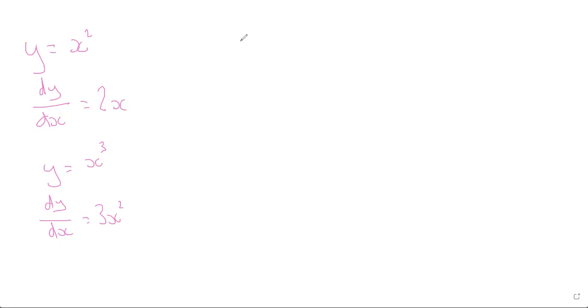Same thing. Watch this. y equals x to the power of 4. dy/dx is 4x cubed. The number comes down and the power gets reduced by 1. y equals x to the power of 5 gives dy/dx equals 5x to the power of 4.